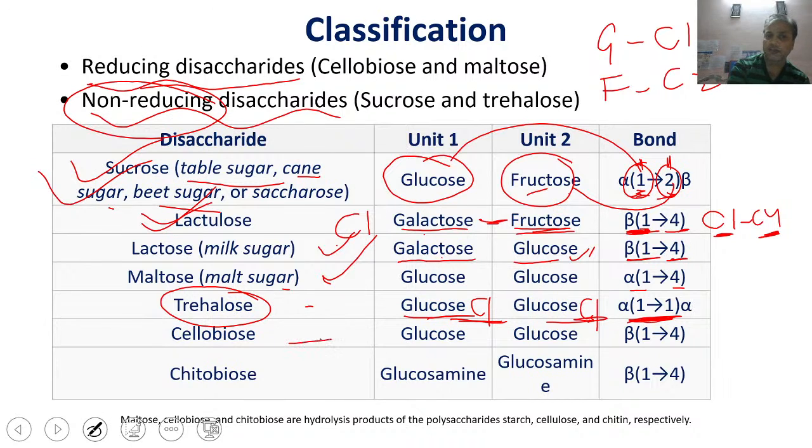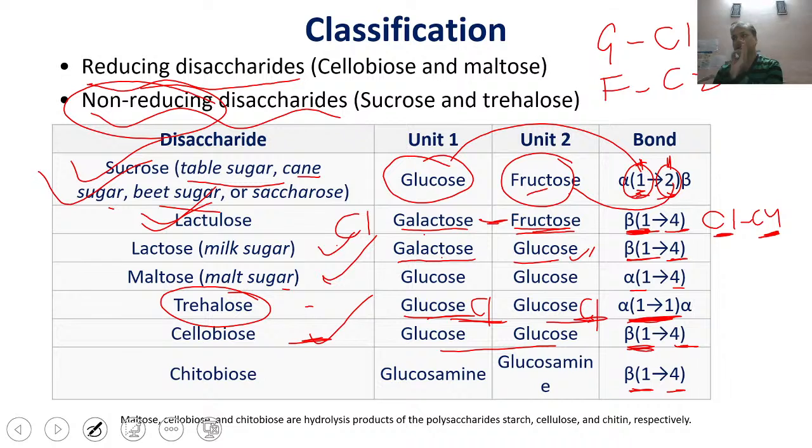Similarly, in case of cellobiose, we are going to use carbon number 1 and carbon number 4. So glucose and glucose, only one anomeric carbon we have used. One is free already. So it is reducing. Lactose, we are going to use carbon number 1 and 4, meaning one anomeric carbon is freely available. So it is again reducing.